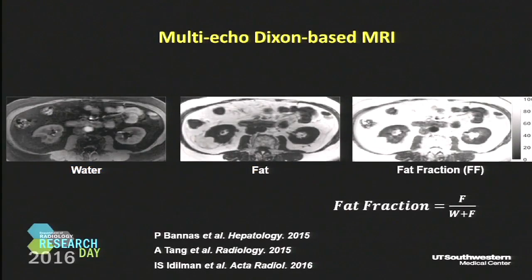Multi-echo Dixon-based MRI is a method for fat fraction quantification. On a fat fraction map, the value of each voxel is the percentage of the total MR signal that comes from fat. This technique has been validated in liver steatosis against tissue biopsies.